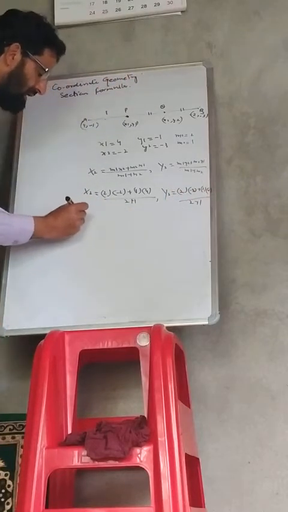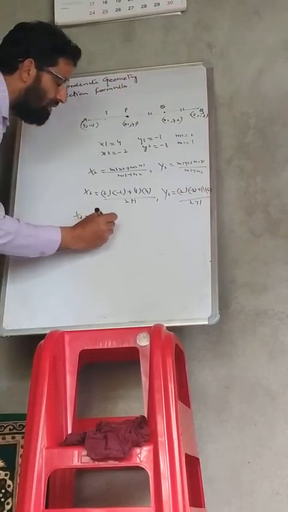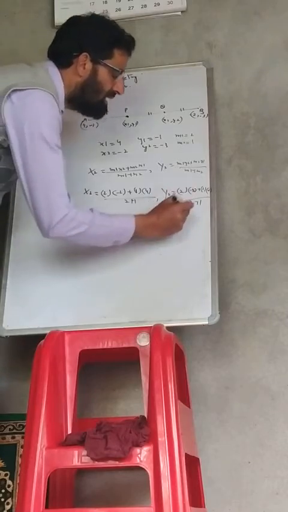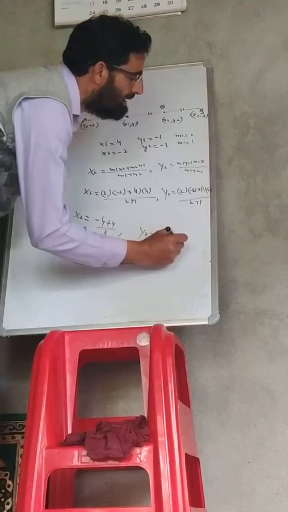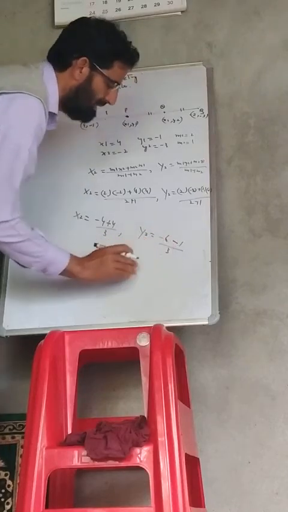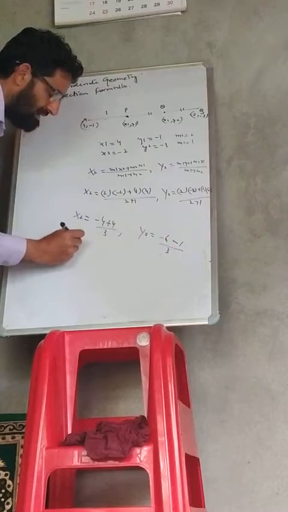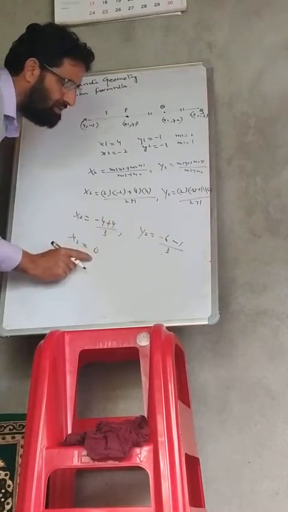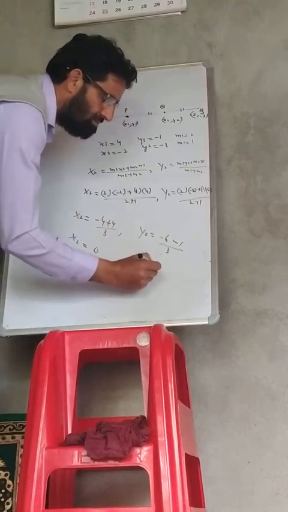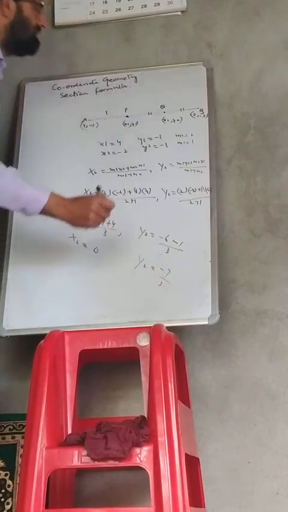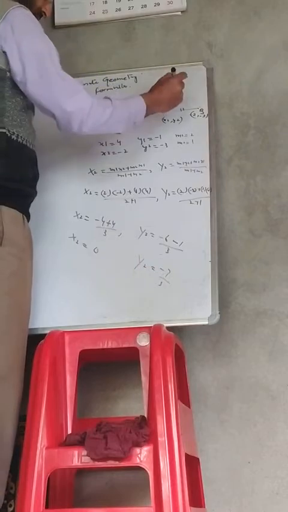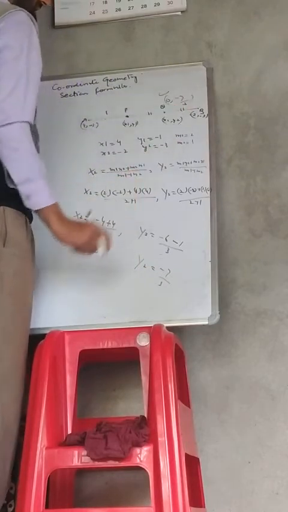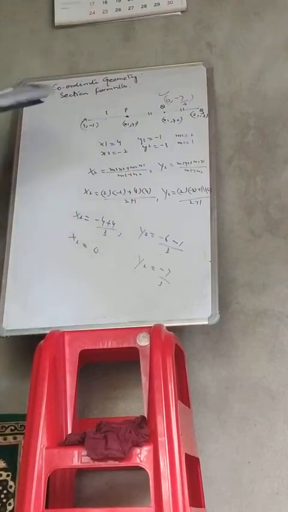So here x2 is equal to minus 4 plus 4 divided by 3, and Y2 is equal to 2 threes are minus 6 minus 1 divided by 3. So very simple, x2 is equal to 0, 4 minus 4 is 0 by 3 is 0, and Y2 is equal to minus 7 by 3. So these are the coordinates of this point Q, 0 and minus 7 by 3. So that is how it goes.